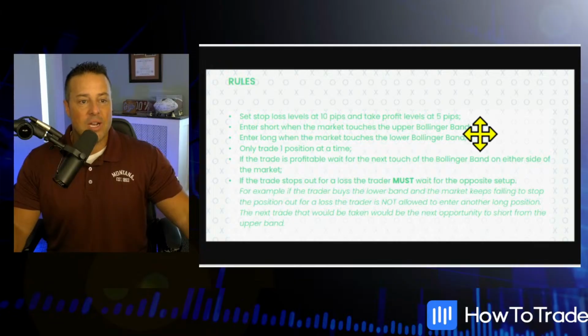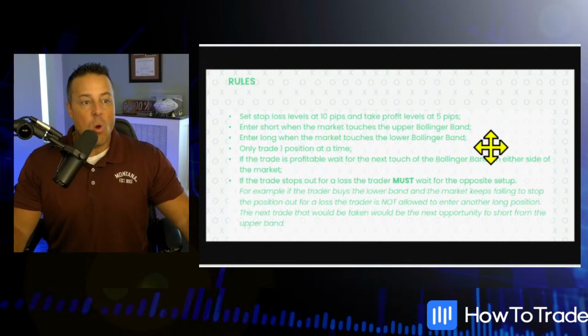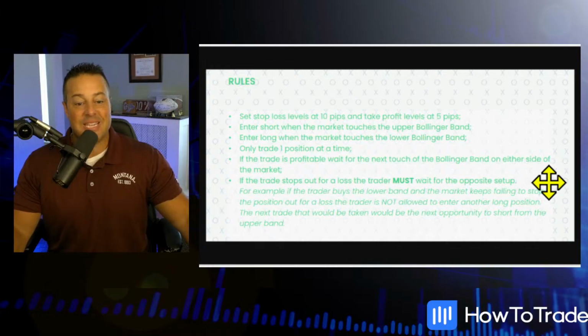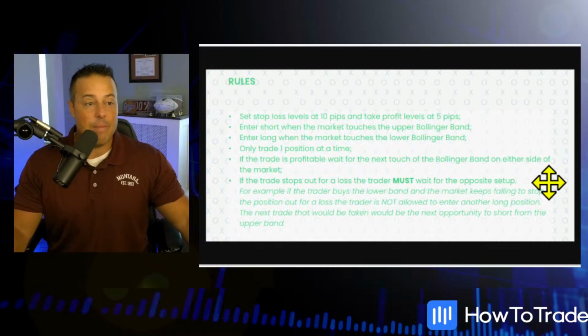Enter the short when the market touches the upper Bollinger Band, piece of cake. Enter the long when the market touches the lower Bollinger Band, piece of cake. We're selling from the upper, we're buying from the lower. Only trade one position at a time, okay? If a trade is profitable, wait for the next touch of the Bollinger Band on either side of the market. That's it. If a trade gets stopped out for a loss, you must wait for an opposite side setup. So if we sell and we get stopped out, we have to wait for a buy. We'll talk about that in a minute as well.